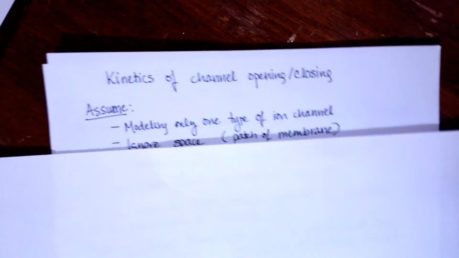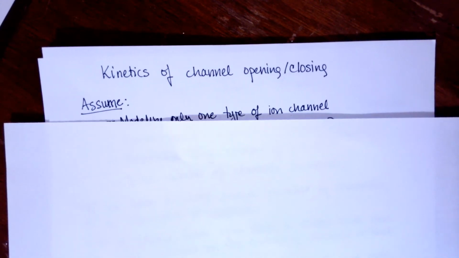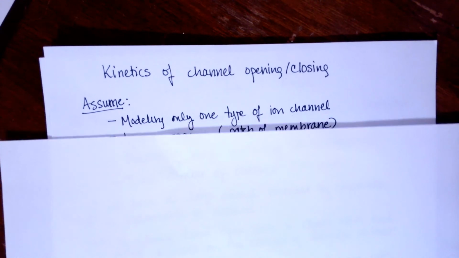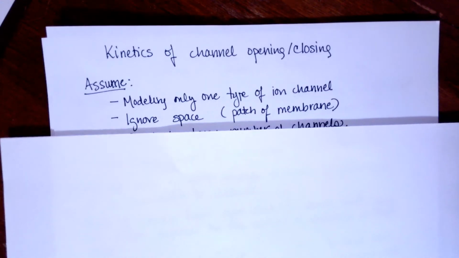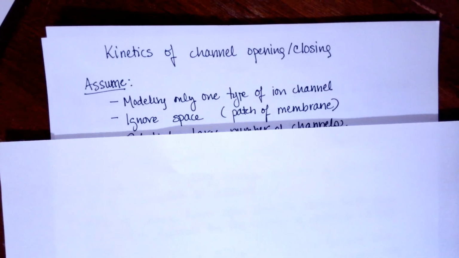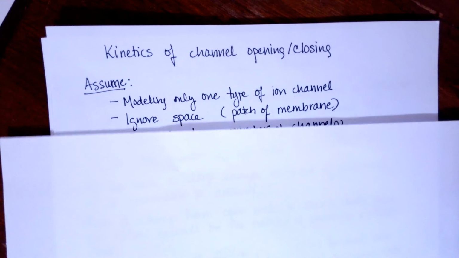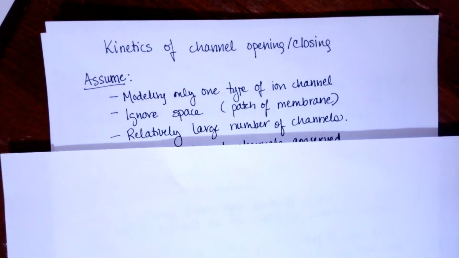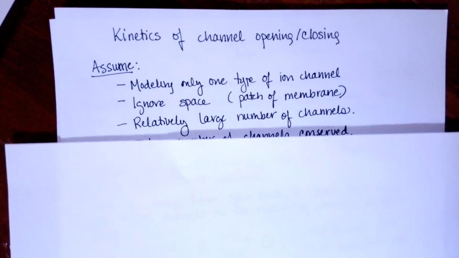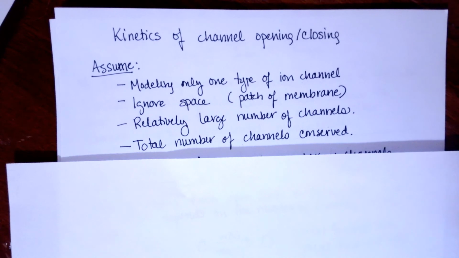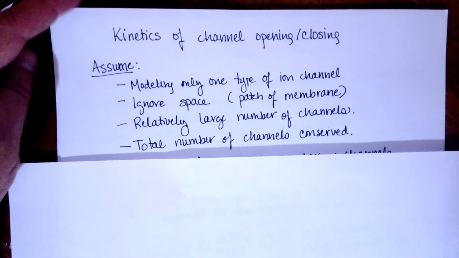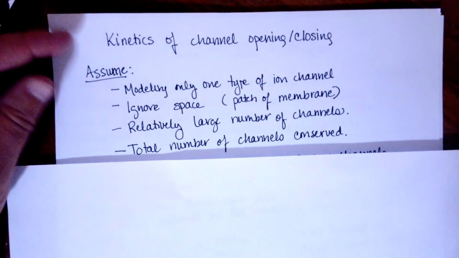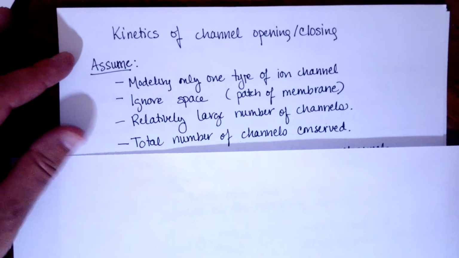So let's assume that we're modeling only one type of ion channel right now, and that we're going to ignore the spatial aspects of this problem. So we can think of it as just a patch of membrane. We have a lot of channels in that membrane. So we're thinking about modeling a relatively large number of channels, where the total number of channels is conserved. That means it stays the same over the time scale of our model.